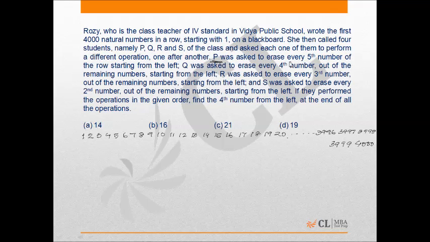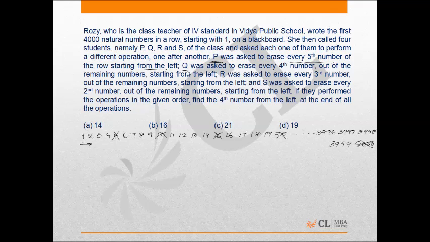P was asked to erase every 5th number of the row starting from the left. So this was the 5th number, the next number was 10, the next number has to be 15, the next one has to be 20. So we can see that every number which is a multiple of 5 will be erased.